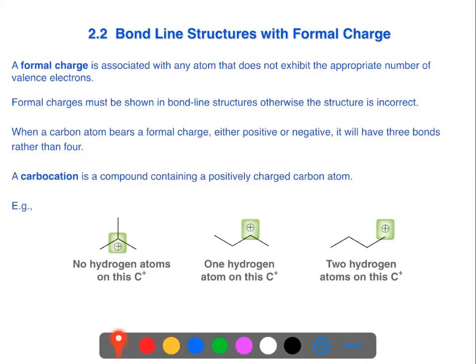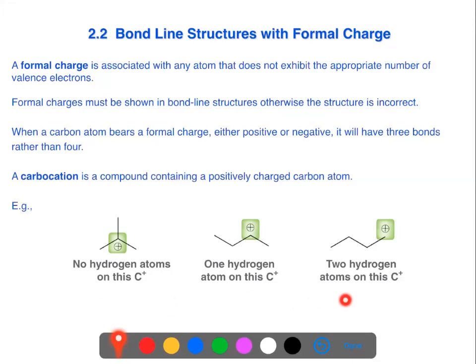So let's look at some examples where carbon either bears a formal charge that is positive or negative. Again, this is just highlighting whether or not the carbon atom has one less electron than its normal 4 valence, or one additional electron than its normal valence. So a carbocation is a compound that contains a positively charged carbon atom, and that identifies this particular carbon center as being deficient by a single electron.